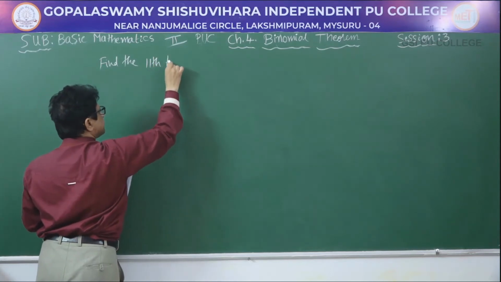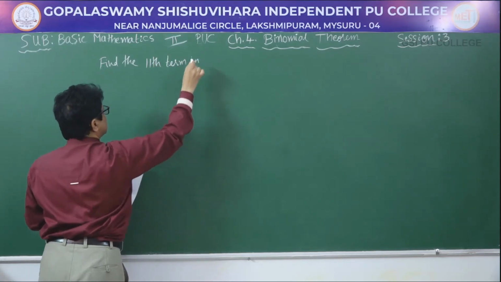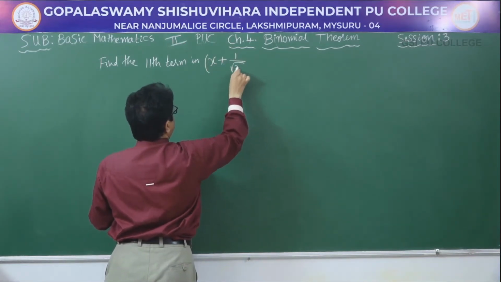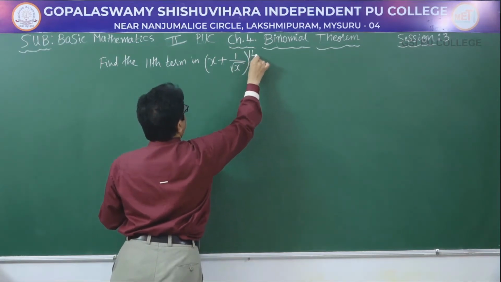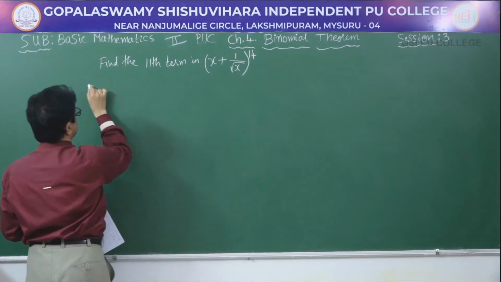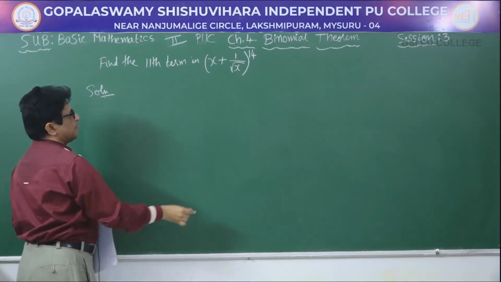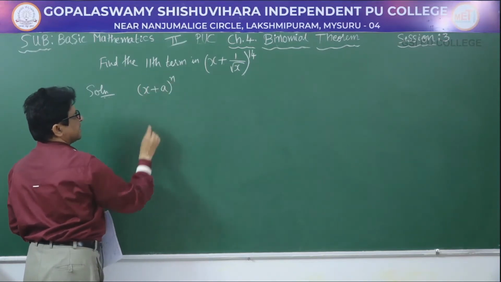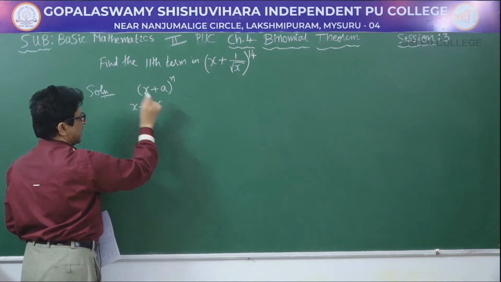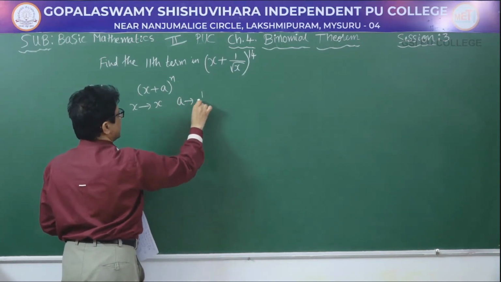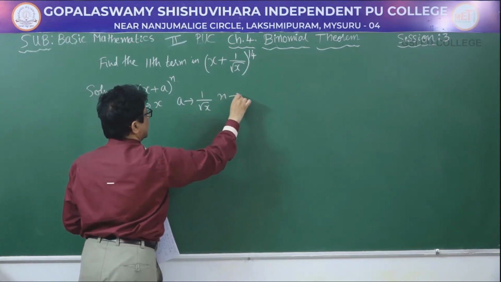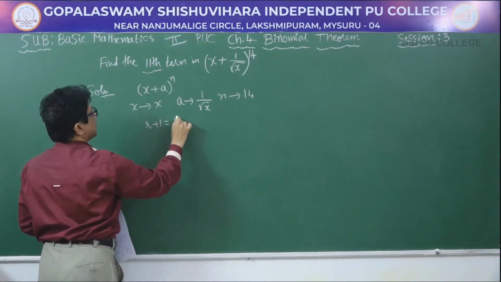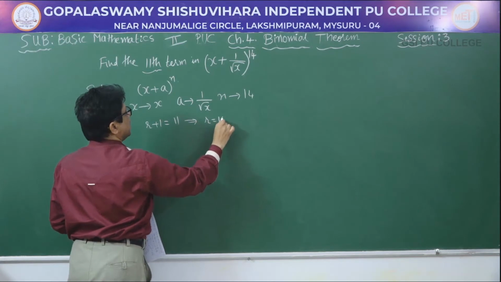Find the 11th term in (x plus 1 by root x) whole power 14. Comparing the given problem with (x plus a) whole power n, then x is x and a is 1 by root x and n is 14 and r plus 1 will be equal to 11. That implies r will be equal to 10.